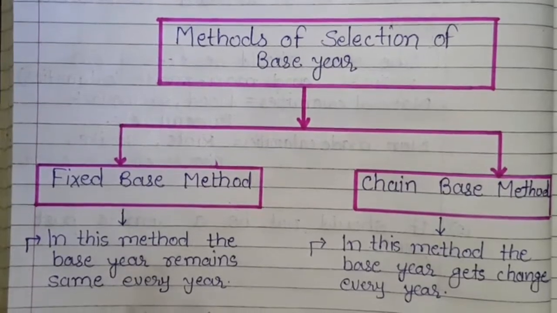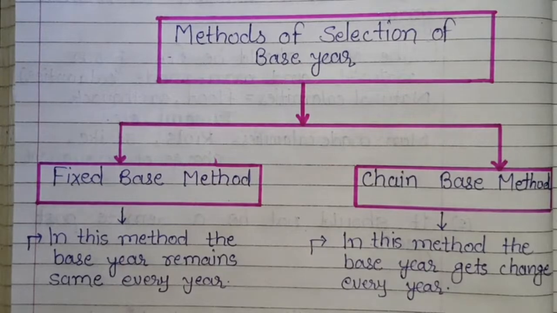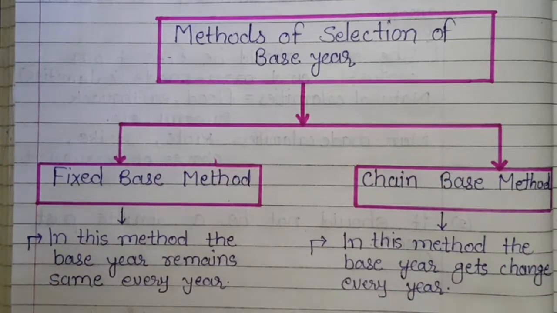It means when you are going to solve the sum in the question, it will be clearly said that you have to take a particular year, suppose 2017, as a base year. So every year you have to take the same year as a base year. But in chain base method, the base year changes every year. In this method, the preceding year, meaning the previous year, is taken as base year. Suppose you are calculating for 2017, so the base year will be 2016. Suppose you are going to calculate for 2020, then its preceding year 2019 will be its base year.